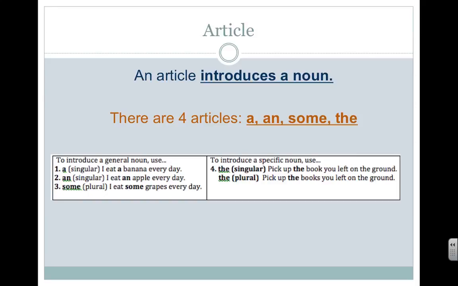Now, again, for the more specific nouns, you're going to use the, and you can use that for either singular or plural nouns. Pick up the books you left on the ground, or pick up the book you left on the ground. Since I'm referring specifically to books left on the ground, that's why I'm going to use the. It wouldn't make sense with pick up a book you left on the ground unless there are a whole bunch of books on the ground and any one of them can be picked up, which would be a strange scenario.